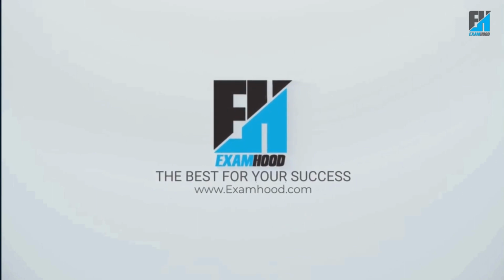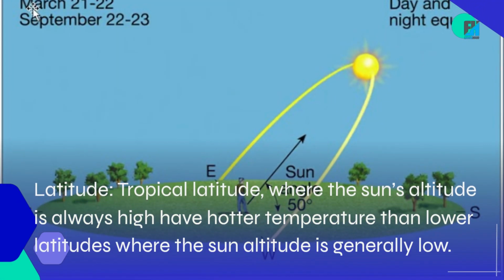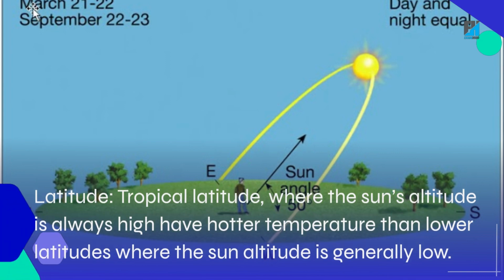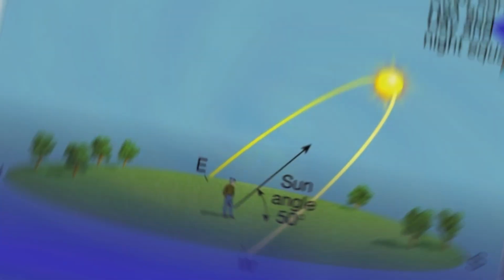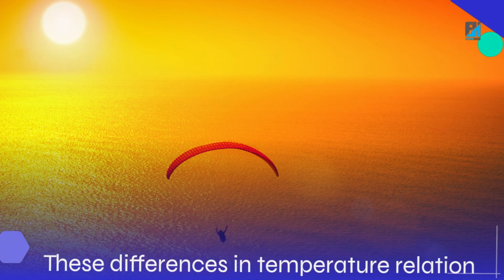Today, we are looking into factors affecting climate and weather. Latitude: tropical latitudes, where the sun's altitude is always high, have hotter temperatures than higher latitudes, where the sun's altitude is generally low. These differences in temperature in relation to different latitudes affect climate.